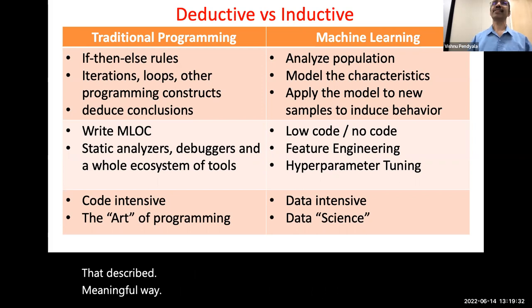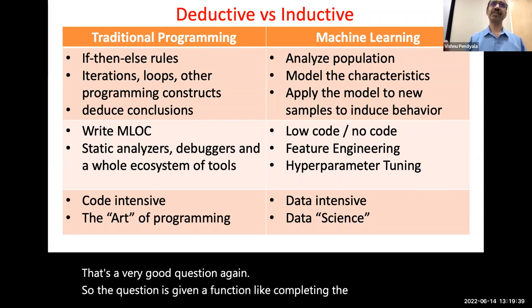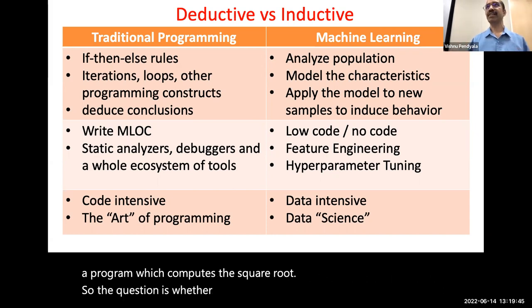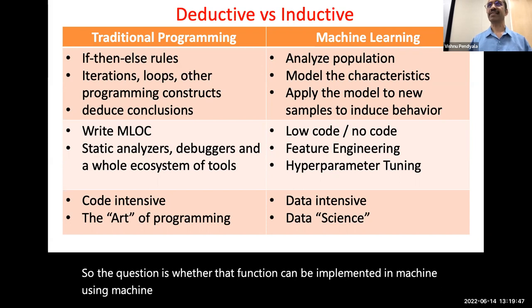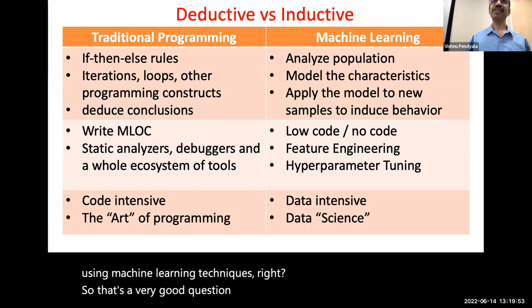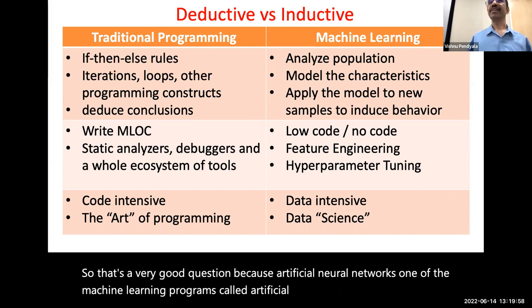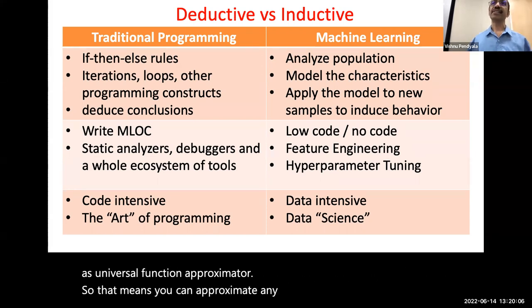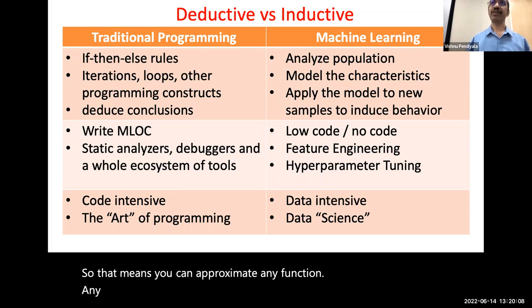That's a very good question again. So the question is, given a function like computing the square root, there's a program which computes the square root. So the question is whether that function can be implemented using machine learning techniques, right? That's a very good question, because one of the machine learning programs called artificial neural networks is known as a universal function approximator. So that means you can approximate any function's behavior using neural networks.